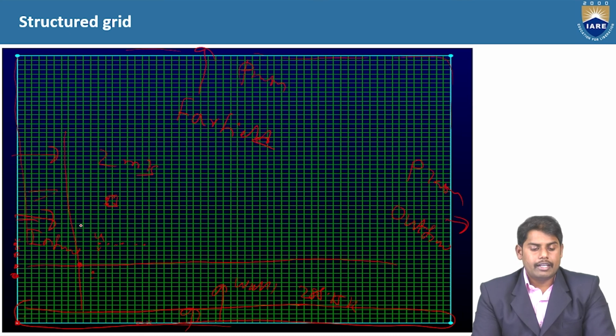We will see the types of grid in detail in the next lecture. Here we have learned about the structured grid, and we have learned about boundary conditions like inflow, outflow, far field, and the wall boundary condition. We'll see other things in the next class.